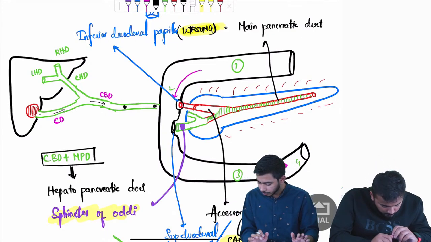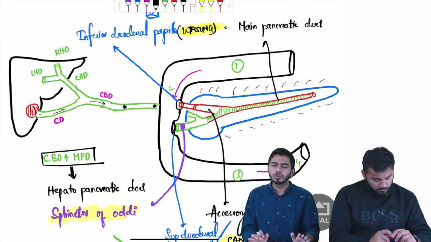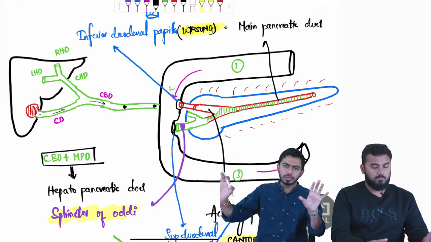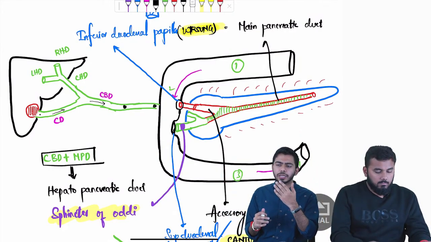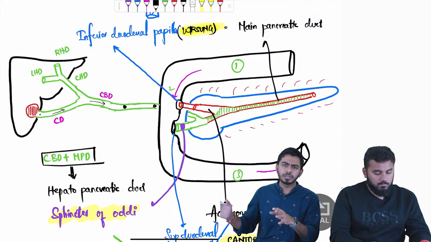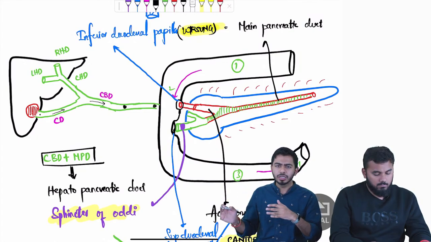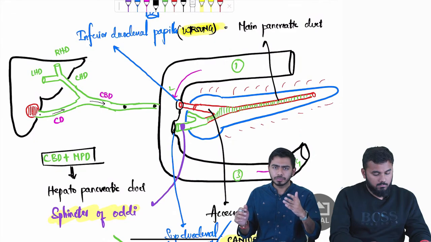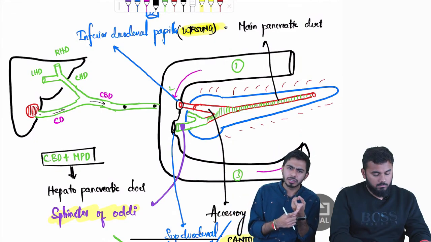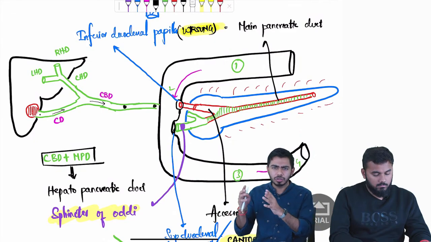What will be the route? Look, we have two routes, enteral and parenteral. If you are not allowing anything through the mouth, that will be called parenteral. Usually we give that through the IV route. For example, the IV route is also called parenteral, the IM route is also called parenteral.